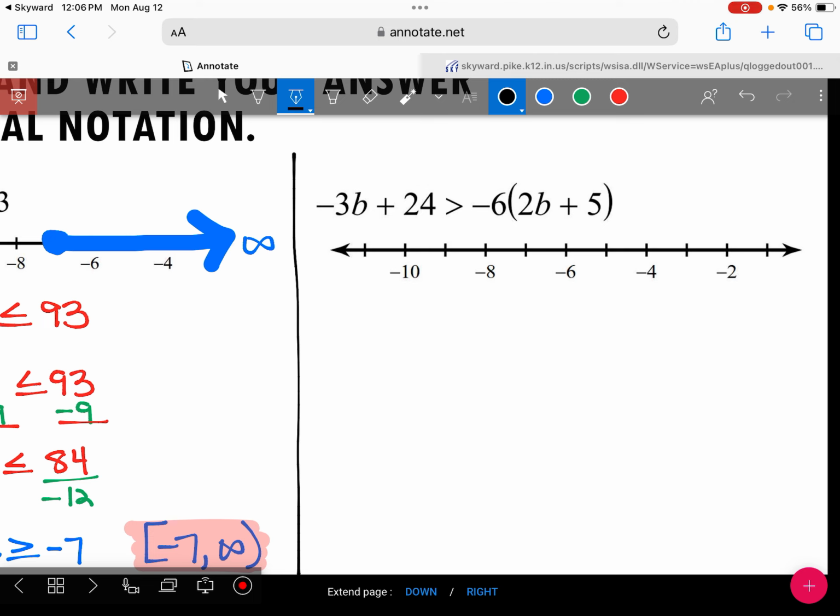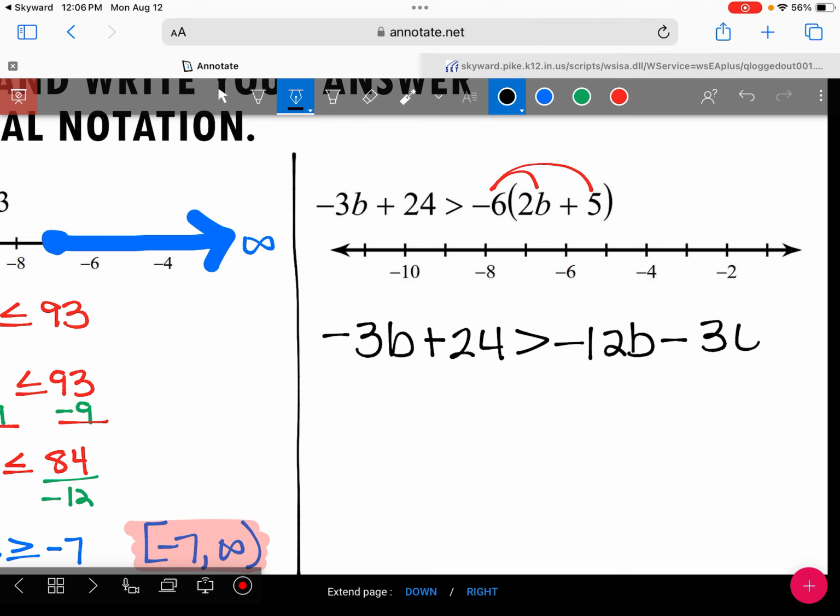All right, let's look at it. Step number 1, distribute that negative 6. So that's going to give you negative 3b plus 24 is greater than negative 12b minus 30. So did you all add 12b or add 3b? Which one did you all do? Who added 12b? Who added 3b?